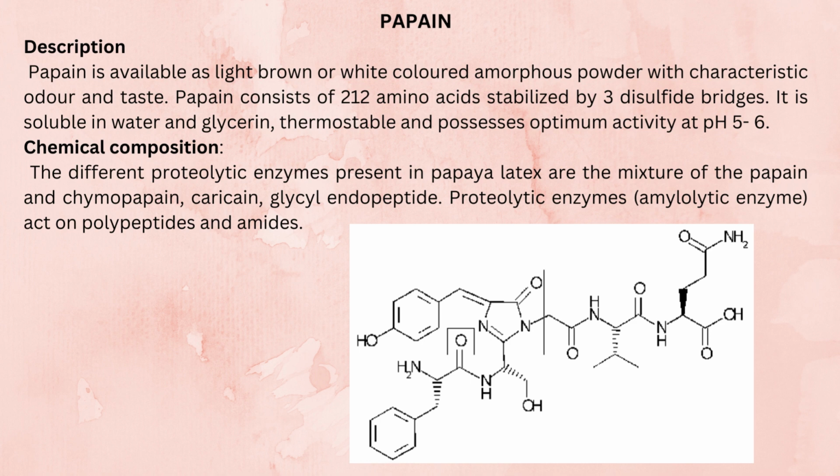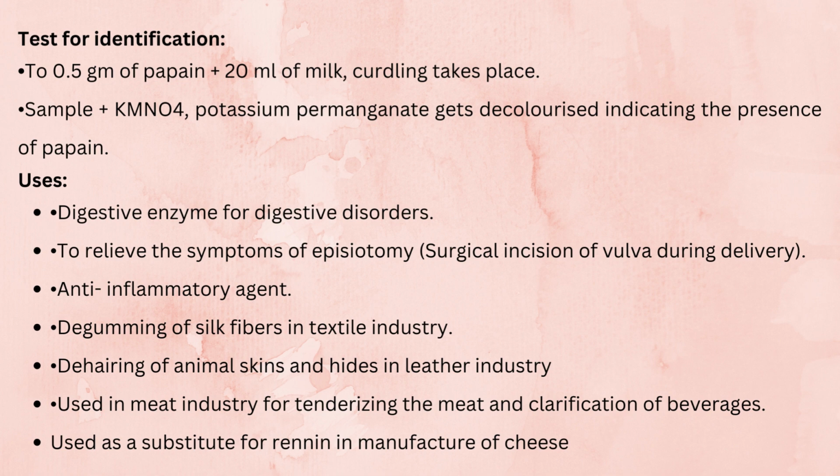The latex of the papaya fruit contains a mixture of enzymes like papain, chymopapain, caricain, and glycyl endopeptidase. It is both a proteolytic and an amylolytic enzyme, so it can digest both carbohydrates and proteins. Because of that property, it is used for the treatment of digestive disorders, and also to relieve the symptoms of episiotomy, a condition in which a small surgical incision is made in the vulva region during delivery. Also, it is an anti-inflammatory agent.